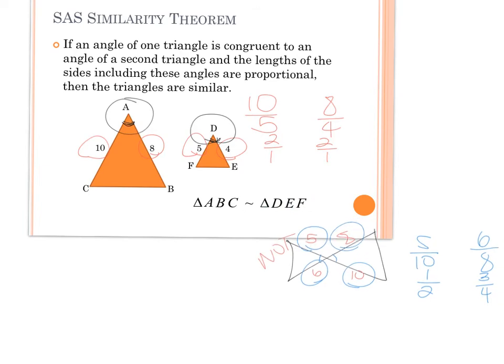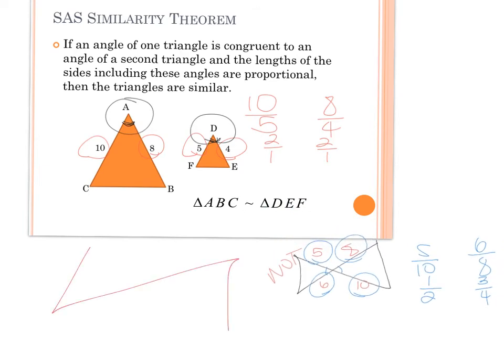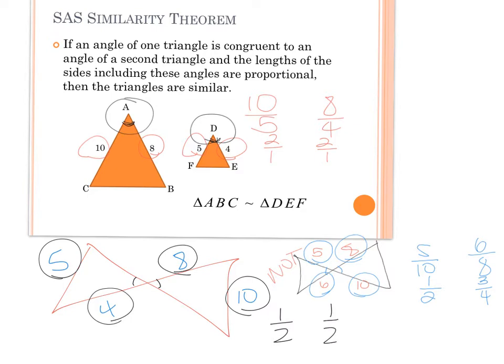Another variation of that would be if the two triangles were drawn, and let's say I have 5 to 10 and 4 to 8. In this case, I still have the vertical angles that are marked as congruent. 5 over 10 would reduce to 1/2. 4 over 8 would reduce to 1/2. But the angle that's marked as congruent is the non-included angle. So these would not be similar. There's not enough information. In order for them to be similar, this angle over here would have to be congruent to this angle over here, because that's where the two proportional sides meet.